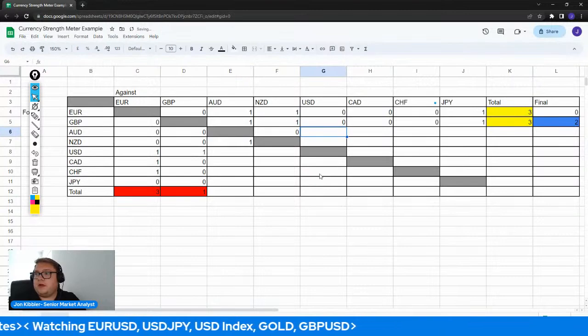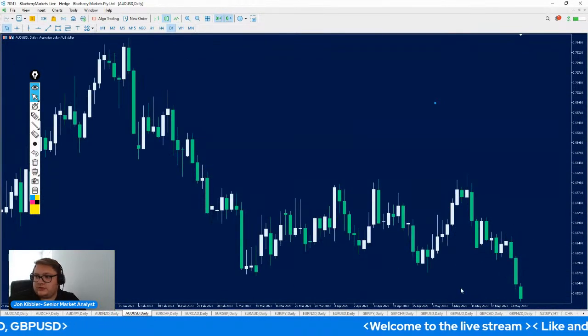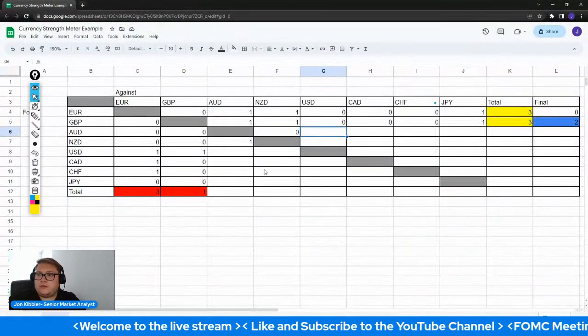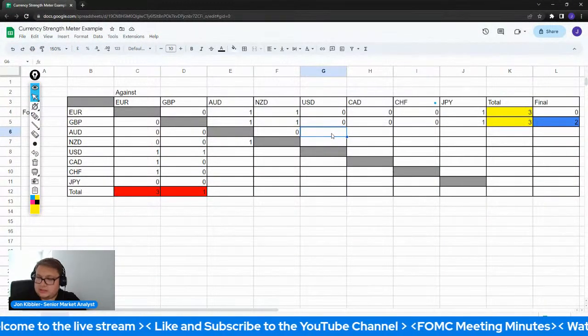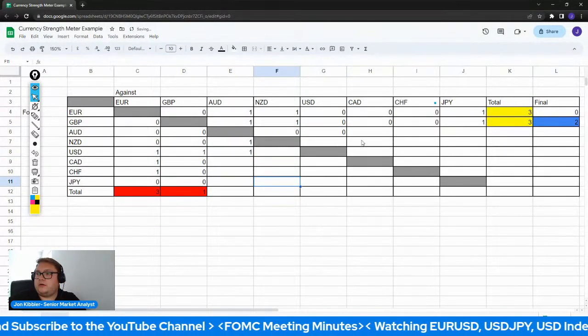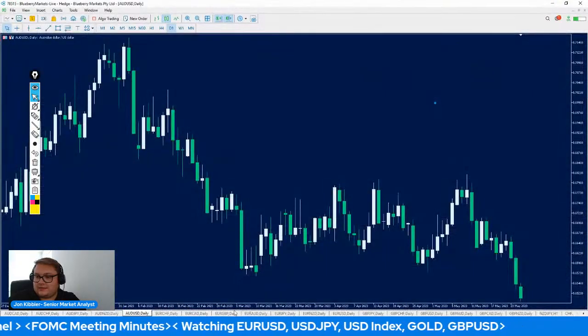Okay. Aussie US dollar. Definitely weaker. So we can score the Aussie US dollar in a different way. We can go Aussie is a 0, dollar is a 1. Then we've got Aussie CAD.